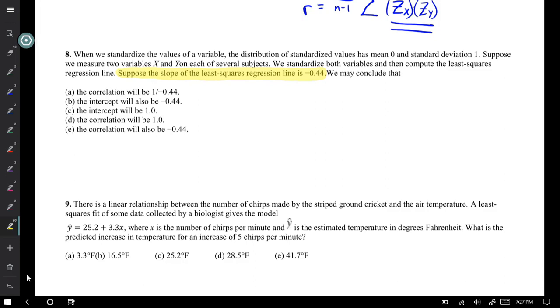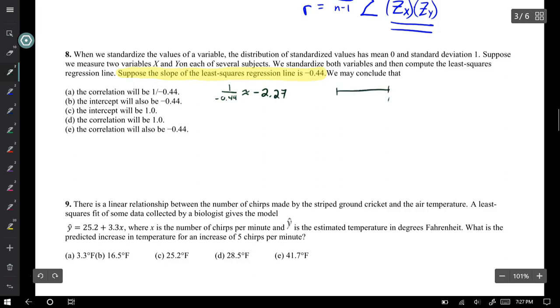The correlation will be 1 divided by -0.44. So we do 1 divided by -0.44. Well, let me see. If I take a look at this, I'm going to take 1 and divide by that and see what I get. In this case, it's approximately -2.27. Well, R has to be between +1 and -1. So it can't be A.